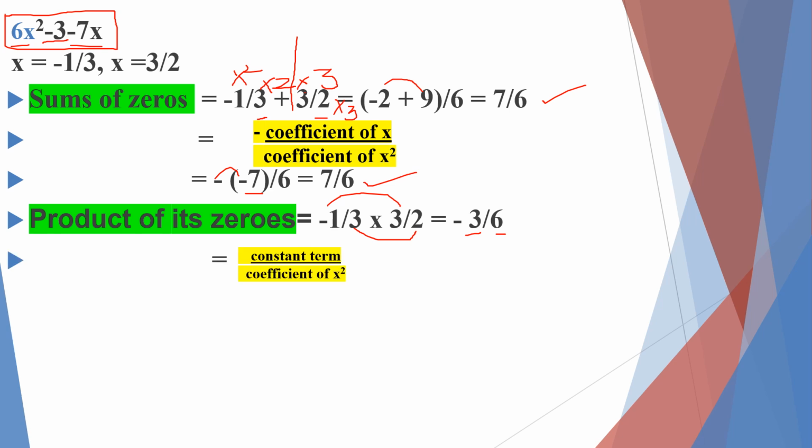We are going to substitute in the formula and check. Minus 3 divided by coefficient of x square, which is 6. Whether we are getting both the terms same. So we have verified that the sum of its zeros and the product of its zeros, after substituting in the formula, both the sums as well as products are equal. So it got verified. I hope the sum is very clear for you all.